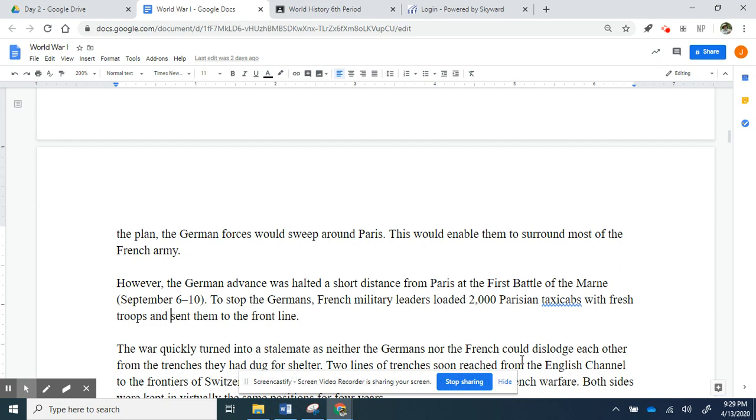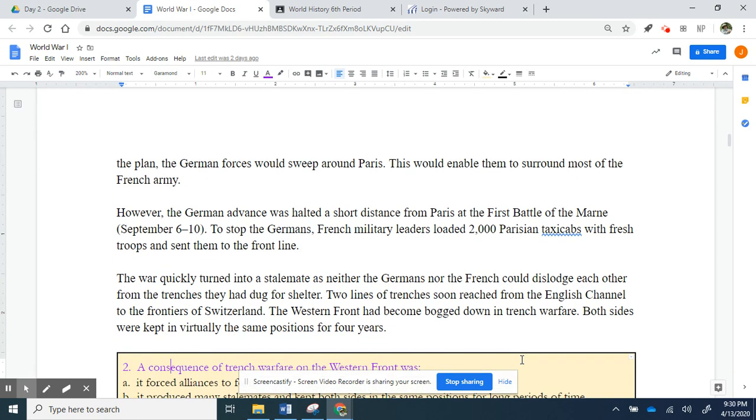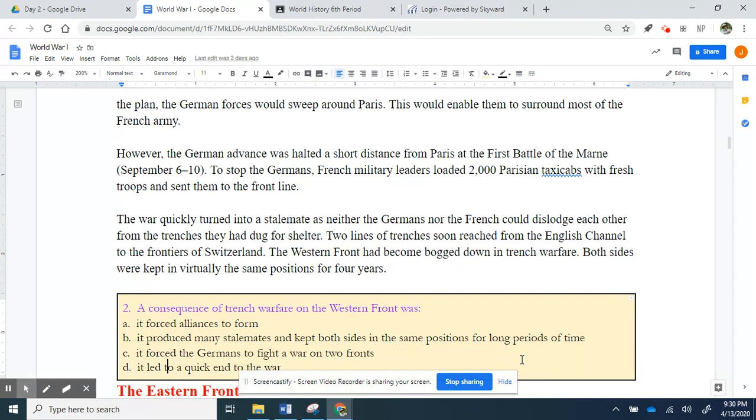To stop the Germans, French military leaders loaded 2,000 Parisian taxicabs with fresh troops and sent them to the front line. The war quickly turned into a stalemate as neither the Germans nor the French could dislodge each other from the trenches they had dug for shelter. Two lines of trenches soon reached from the English Channel to the frontiers of Switzerland. The Western Front had become bogged down in trench warfare. Both sides were kept in virtually the same position for four years.